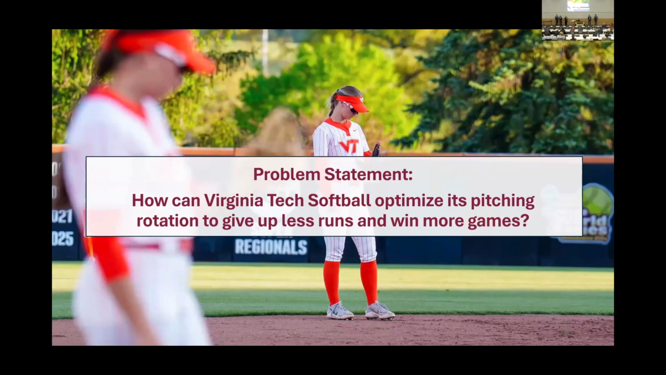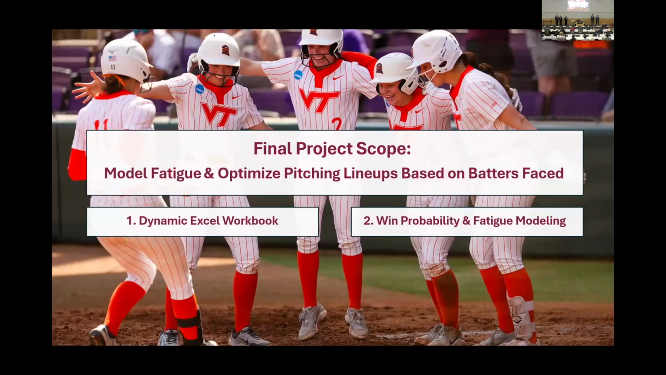The core problem our project focused on solving is how can Virginia Tech softball optimize its pitching rotation to give up fewer runs and win more games. This problem statement evolved along with our scope. Our final project scope focused on optimizing the pitching lineup across a weekend series based on fatigue. We determined the best way to convey this information to the coaching staff was through a dynamic Excel workbook.